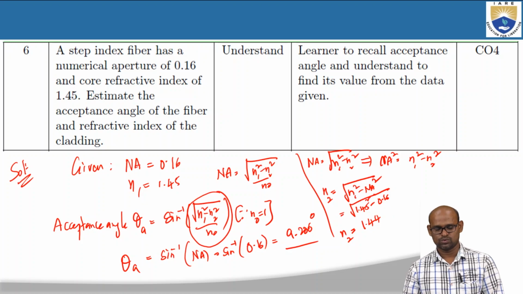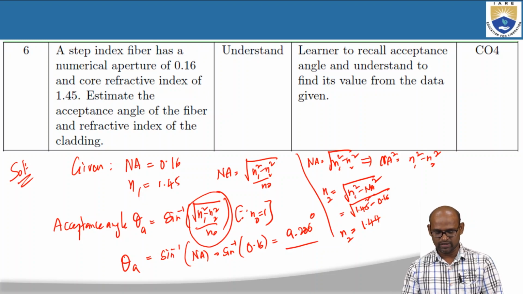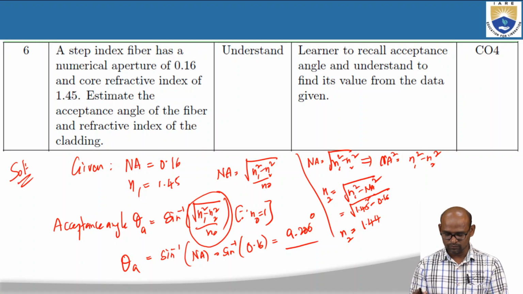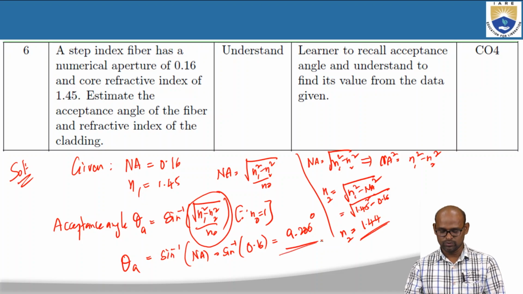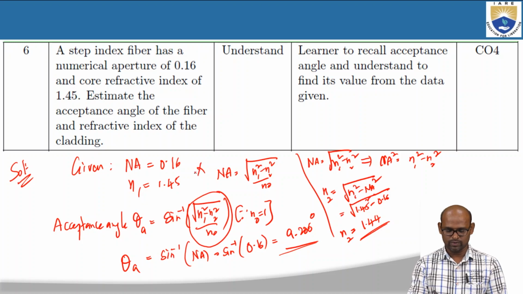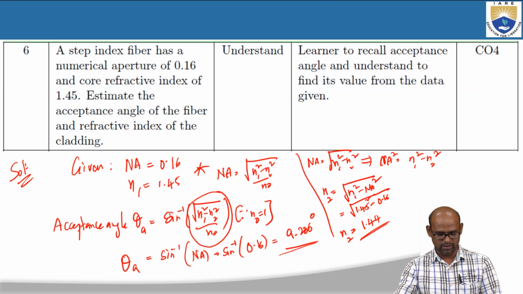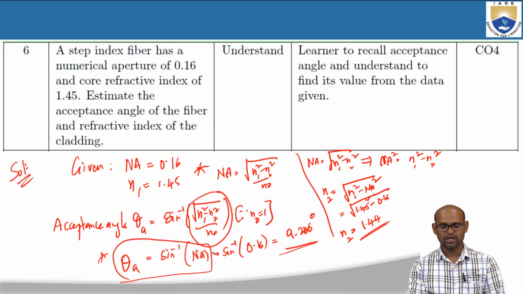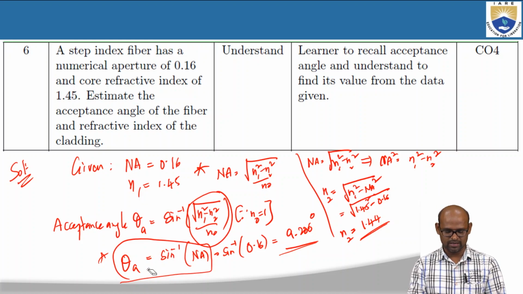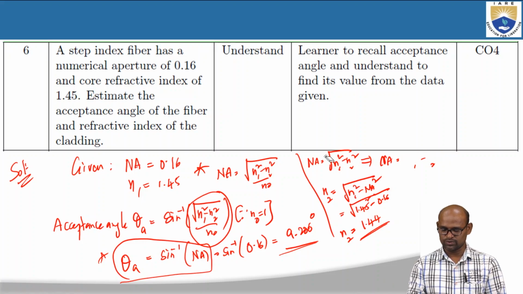So we found the refractive index of cladding as well as the acceptance angle of this step index fiber. Refractive index of cladding is 1.44 and the acceptance angle is around 9.2 degrees. Using the formula of numerical aperture as square root of n1 square minus n2 square by n0, but n0 is 1, the acceptance angle is sine inverse of numerical aperture. Numerical aperture is given, so sine inverse of 0.16 is 9.2 degrees. So this is the solution of this problem.